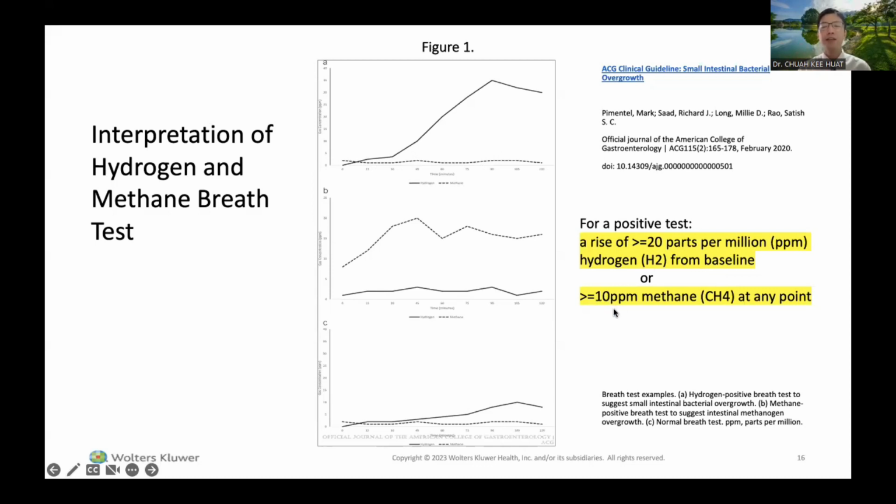Similarly, for the methane level, an increment of more than 10 at any point is also considered a positive test.